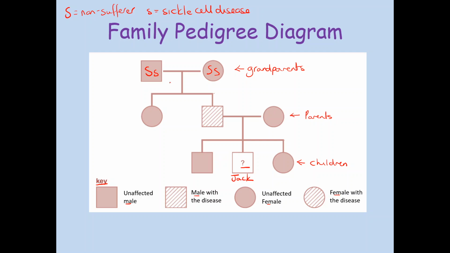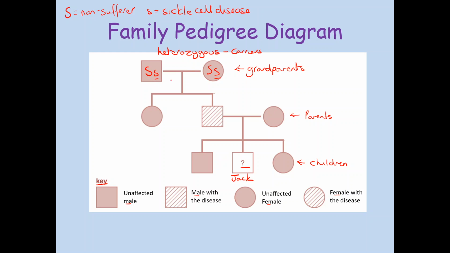Pedigrees work exactly the same, whether it's sickle cell disease, cystic fibrosis, or a new disease they perhaps present you with. Okay, so these are both heterozygous, which means that the grandparents are carriers. And they will not suffer from sickle cell disease. However, they carry the allele there that can be passed on.